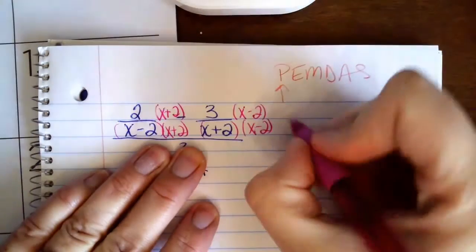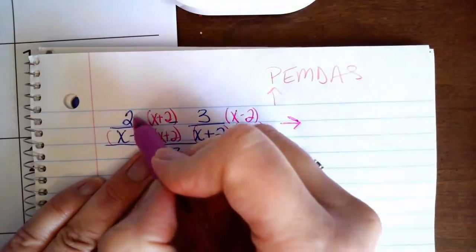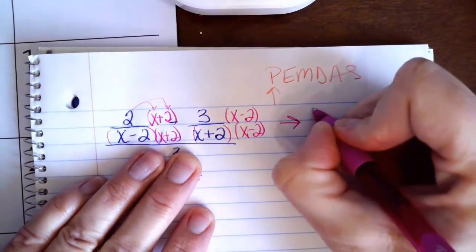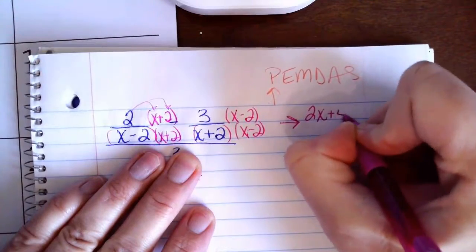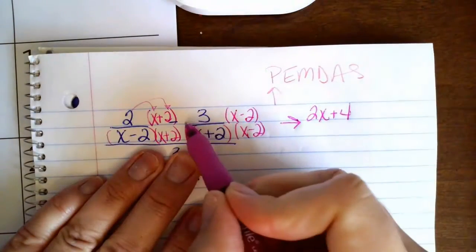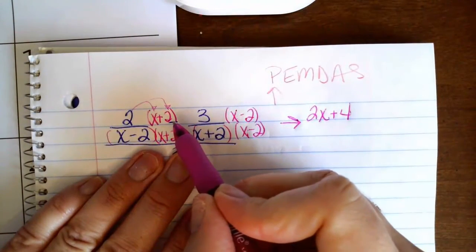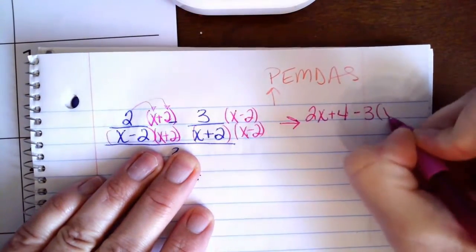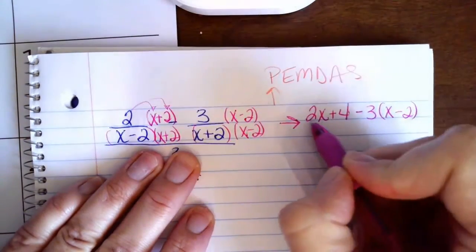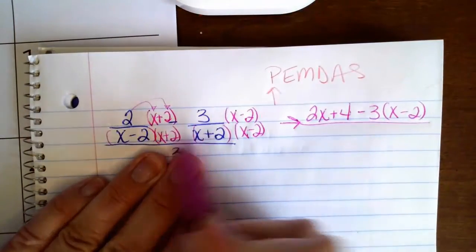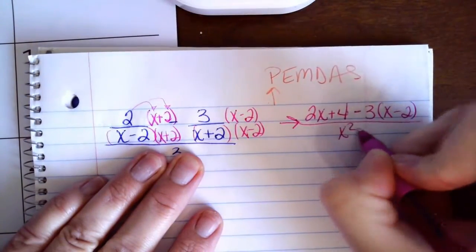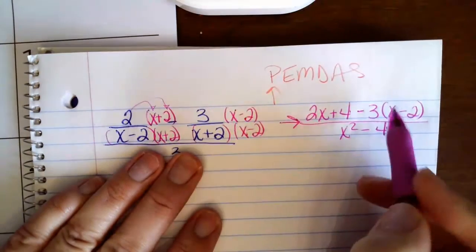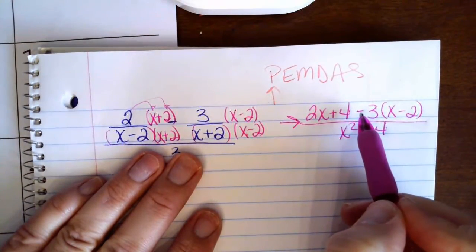And when I do that, what I have then is a 2 times x plus 2. So that gives me a 2x plus 4 minus, and be very careful here to distribute this negative, I'll have a minus 3 times x minus 2. And when I multiply this together, I get an x squared minus 4. So I wanted you to see, don't forget that negative.